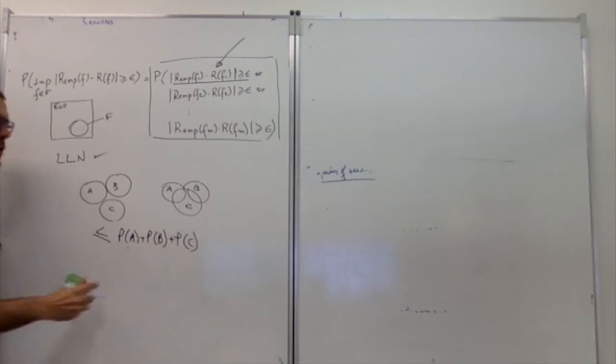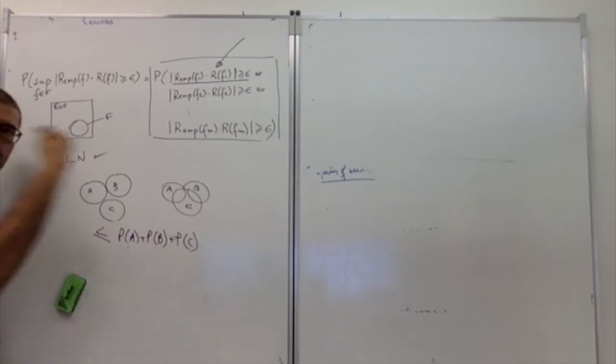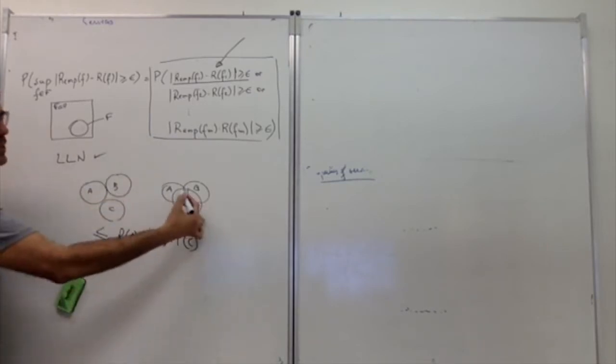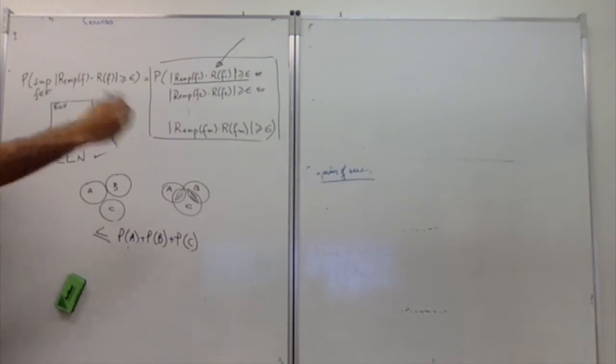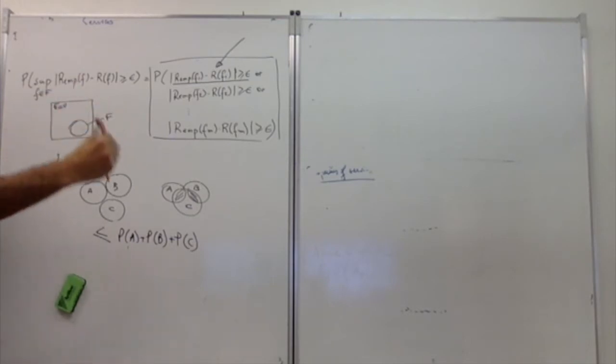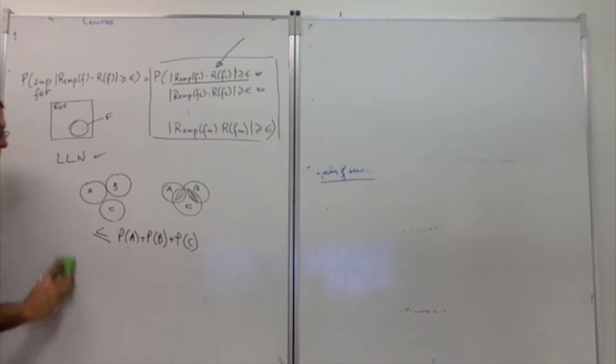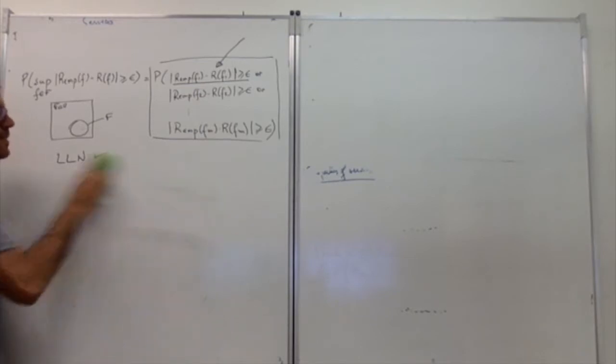And in that situation, of course, I'm getting an upper bound. I'm just considering twice all those intersecting areas. So it's an upper bound, maybe far from the ideal, but it's still an upper bound. That's what Vapnik did.